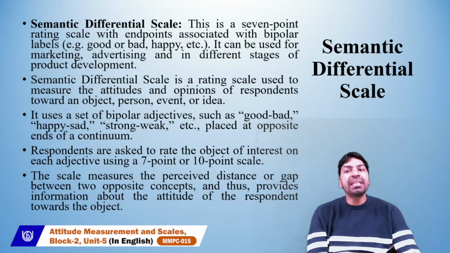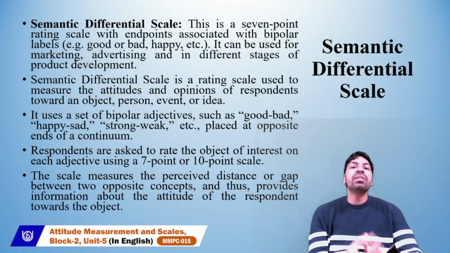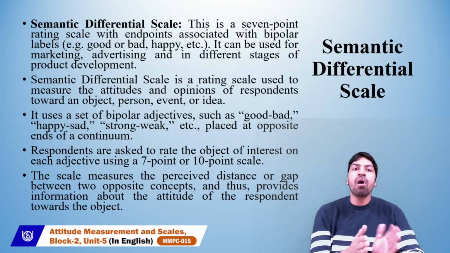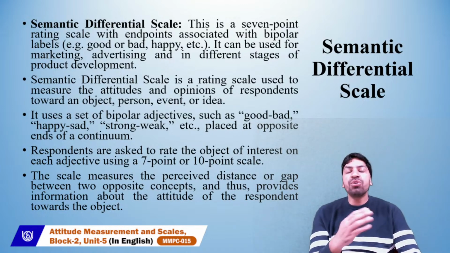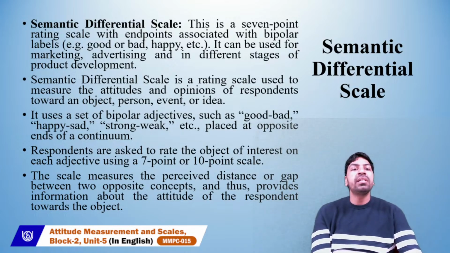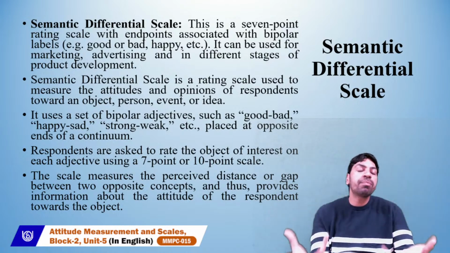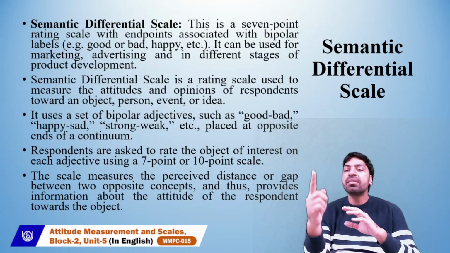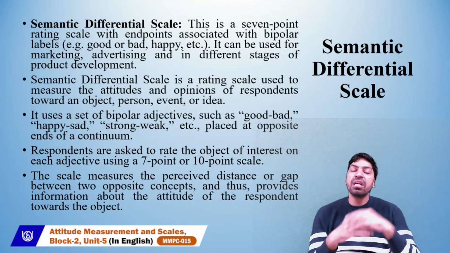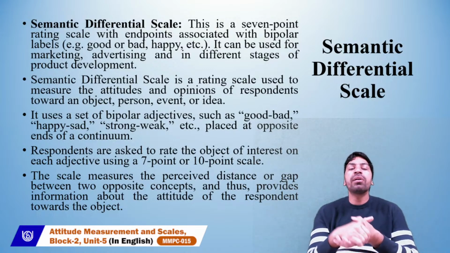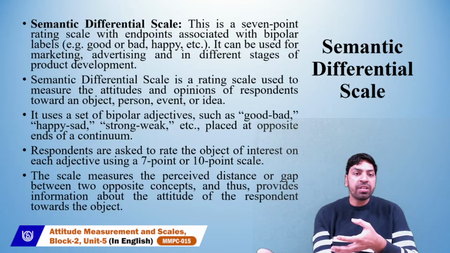Next one is the semantic differential scale. This is a 7-point rating scale with endpoints associated with bipolar levels, such as good or bad, or happy. It is used for marketing, advertising, or at different stages of product development. If any company launches a new product and wants feedback from customers, the semantic differential scale will be used, whether the customer is happy with the product, feels bad with the product, or feels good using the product.